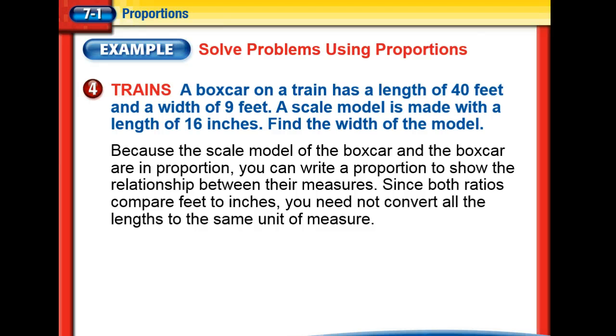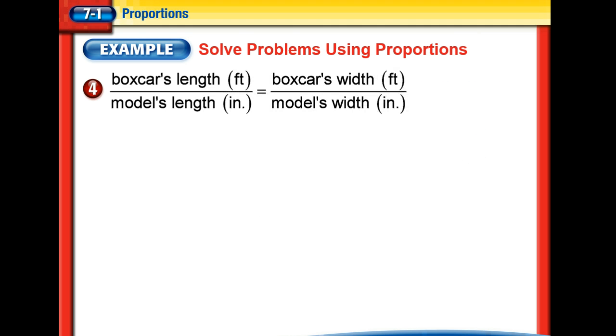Because the scale model of the boxcar and the actual boxcar are in proportion, you can write a proportion to show the relationship between their measures. Since both ratios compare feet to inches, you don't need to convert all the lengths to the same unit of measure. So we have the boxcar length in feet to the model length in inches, the boxcar width in feet to the model's width in inches. So we knew that 40 feet was converted to 16 inches. We know 9 feet, but we need to figure out how wide the model was.